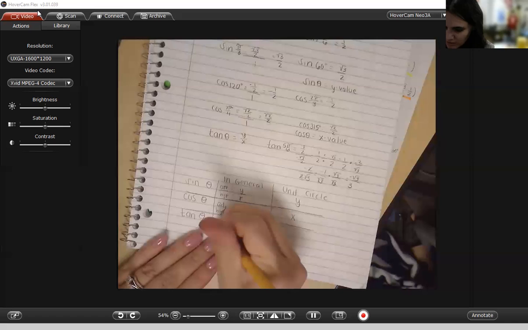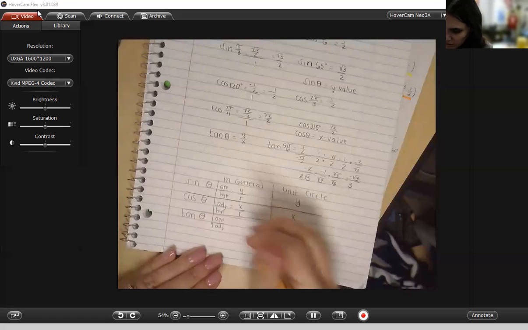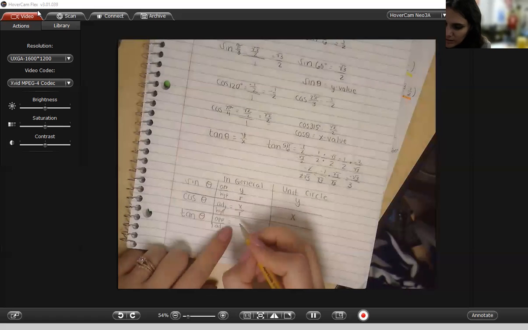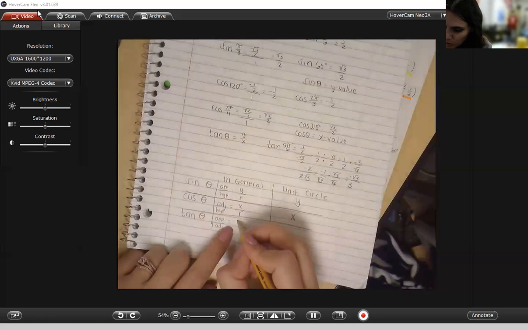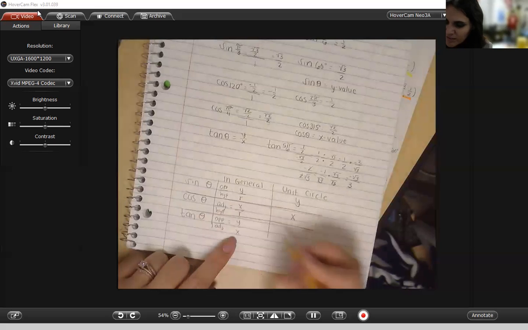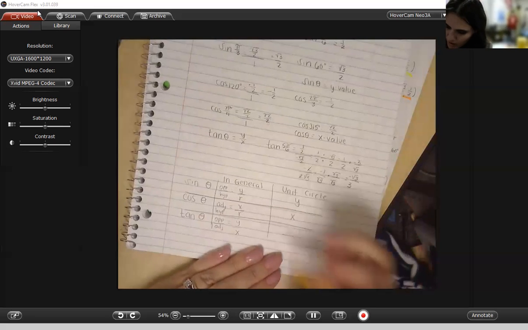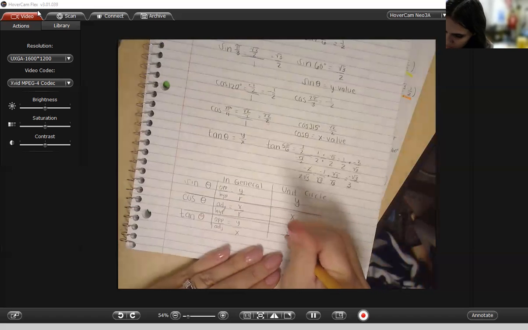And tangent is always opposite over adjacent, which in this case, the opposite is the y and the adjacent is the x, and that actually doesn't change in the unit circle. It's still y over x is our tangent.